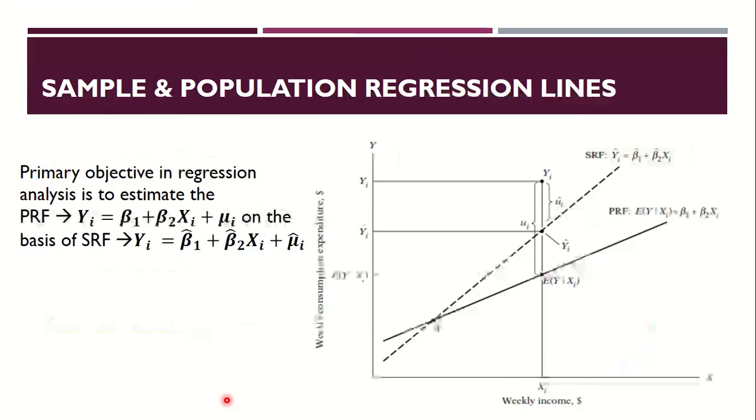Now comes sample and population regression lines. Our primary objective in regression analysis is to estimate the population regression function on the basis of the sample regression function. This equation is for population. We cannot analyze this equation of population due to some constraints, so we estimate the sample regression function, that is yi is equal to beta 1 hat plus beta 2 hat xi plus residual.